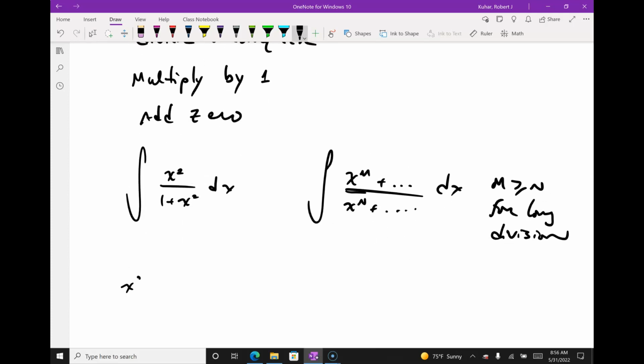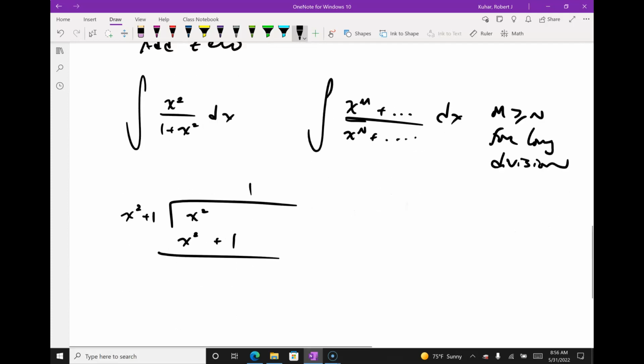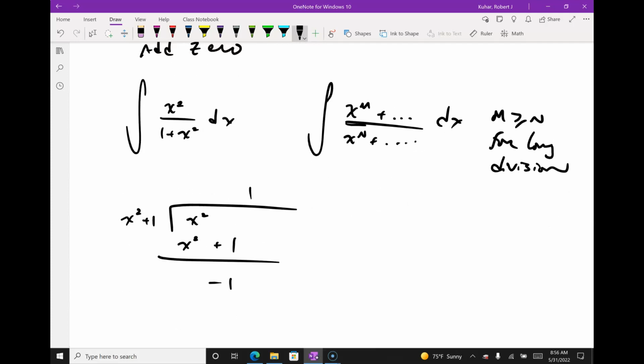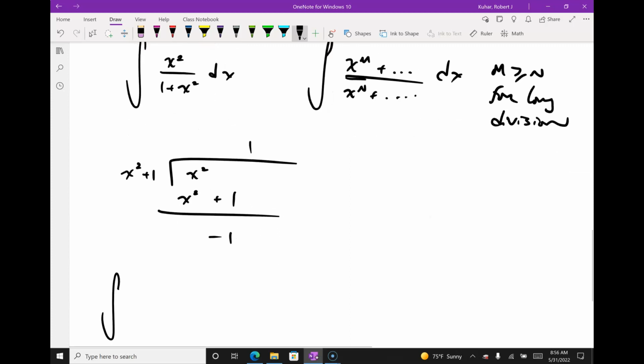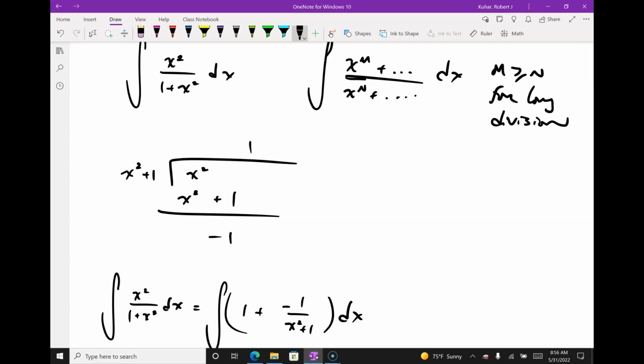So what do I get here? X squared plus 1 divided into x squared goes one time for sure, right? And then I get a remainder of minus 1. So this is the integral of x squared over 1 plus x squared dx. And you'll see me do long division or sometimes synthetic division. And if there's ever a time when you're like, wait a minute, you've got to make sure you let me know. So what did I get out of this? I got 1 plus negative 1 over x squared plus 1. And you can see right there's my long division piece.